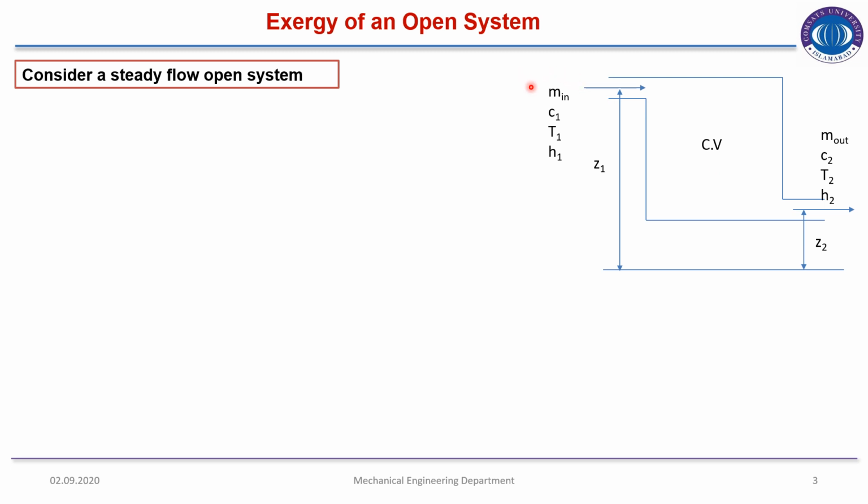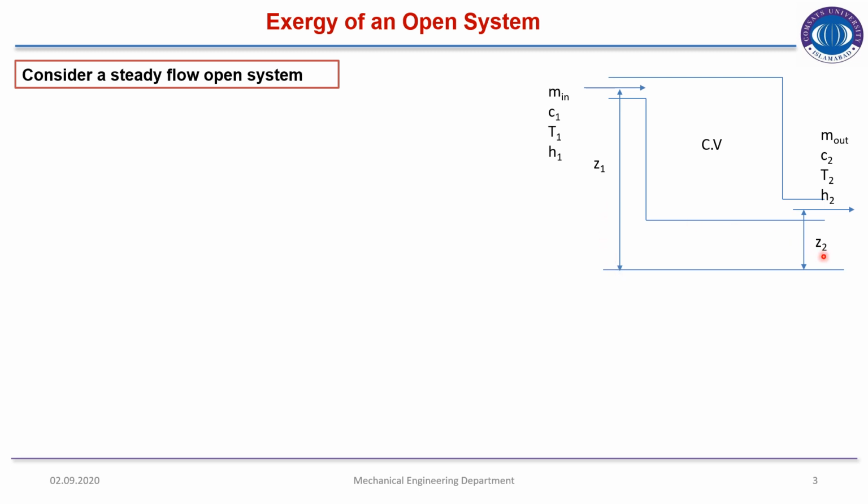The mass at the inlet is m in. C1 is the velocity of the fluid at the inlet. T1 is the temperature of the fluid at the inlet. H1 is the enthalpy of the fluid at the inlet. That fluid will enter the control volume and leave with the mass m out. So m out is the mass at the exit, C2 is the velocity of the fluid at the exit, T2 is the temperature of the fluid at the exit, H2 is the enthalpy of the fluid at the exit.